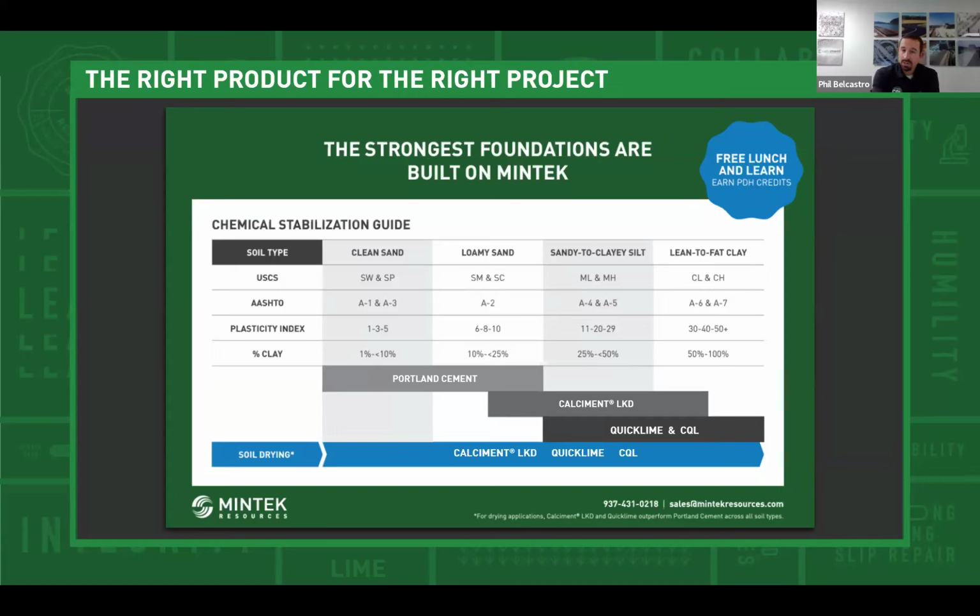On the soils guide, as we move to higher PI, higher clay on the right, that's where the quicklime and now CQL can really work well for us for stabilization. And then we've got our Calciment LKD product that kind of bridges the gap between.